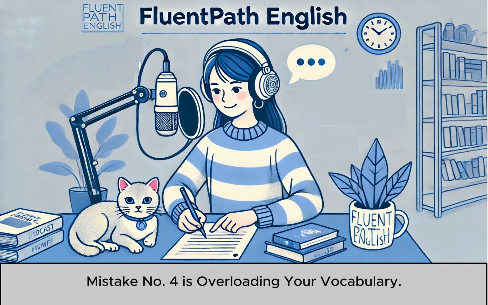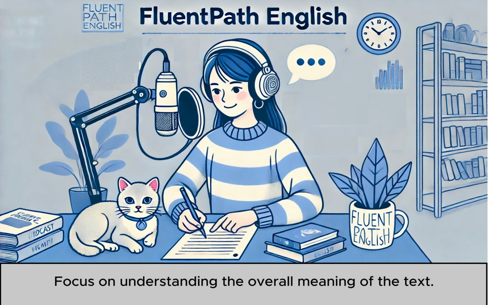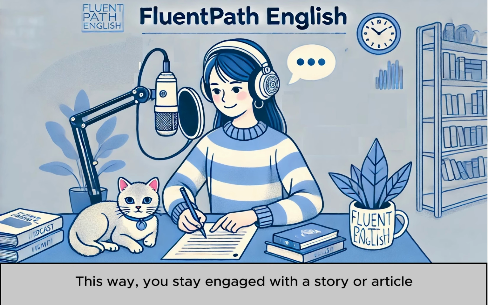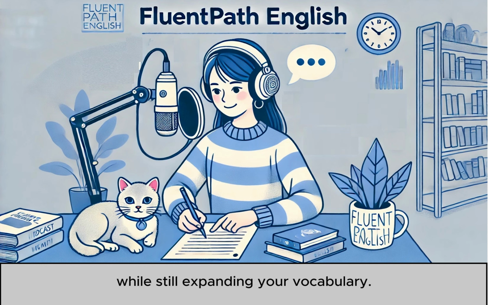Mistake number 4 is overloading your vocabulary. It's tempting to stop and look up every single word you don't know, but this can break your reading flow and make the process frustrating. To avoid this, here's a better approach. Focus on understanding the overall meaning of the text. Highlight words you don't know and look them up later. This way, you stay engaged with the story or article while still expanding your vocabulary.